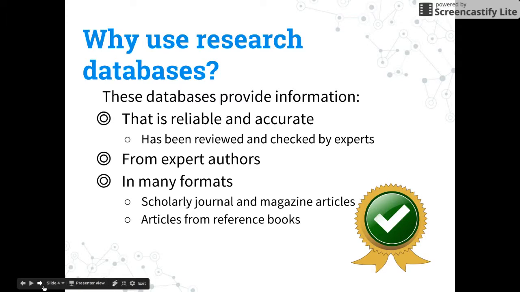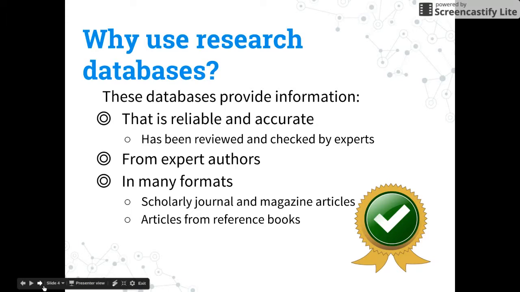We don't have to worry about where our information's coming from because research databases provide information that is reliable and accurate. So that means that the information has been written by an expert author. It means the information has been reviewed and checked by another expert. The information from these databases comes in many formats, like scholarly journals and magazines, and articles from reference books. So this means that research databases give us higher quality information that we can trust to be accurate. Again, that's what credible means. Credible information is trustworthy and accurate.